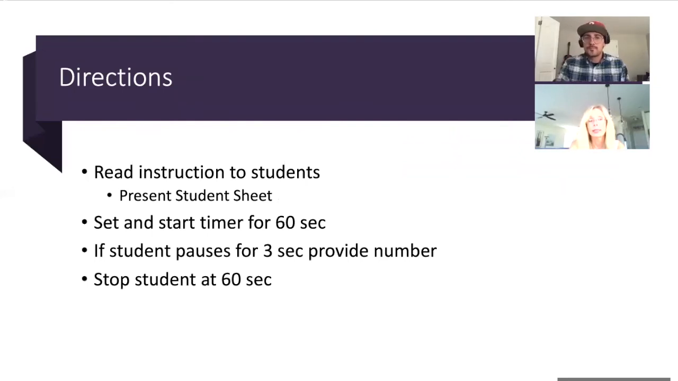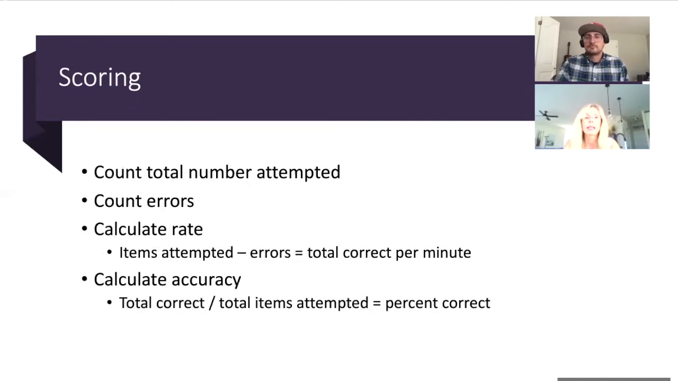Our directions are to read the instructions to the student, present them with their sheet, set the start timer for 60 seconds. If they pause for 3 seconds, provide them with the response so that they'll continue, and then stop the student at 60 seconds. And to score it, you've probably started catching on here. You're going to count the total number, how many errors there are. To calculate the rate, you use the same formulas that we talked before about calculating rate and accuracy.